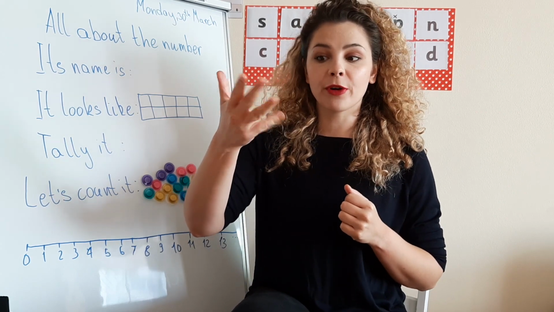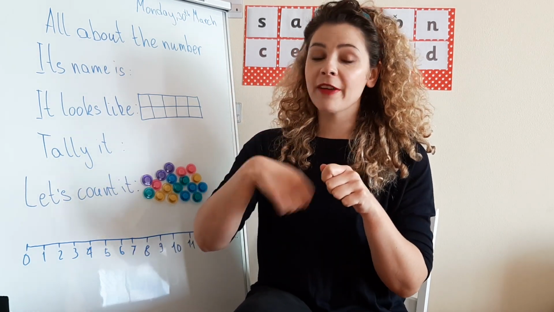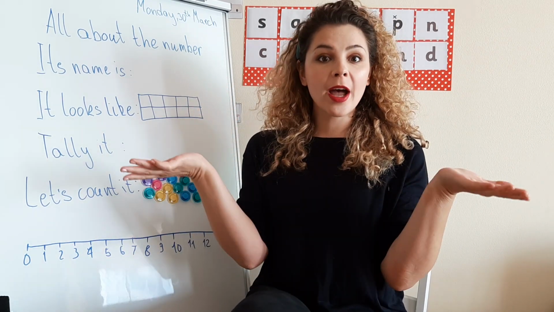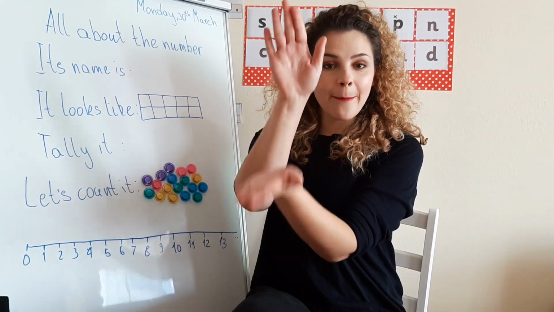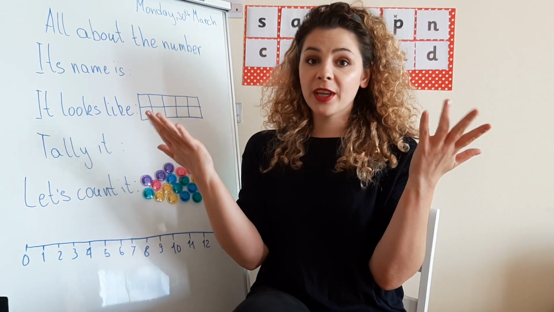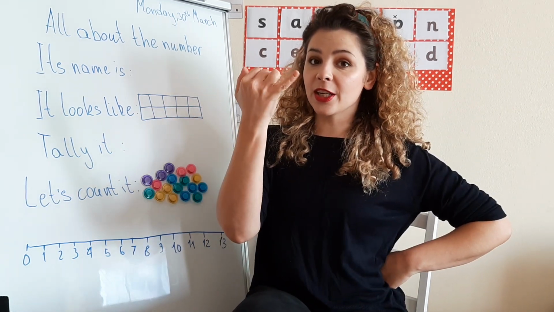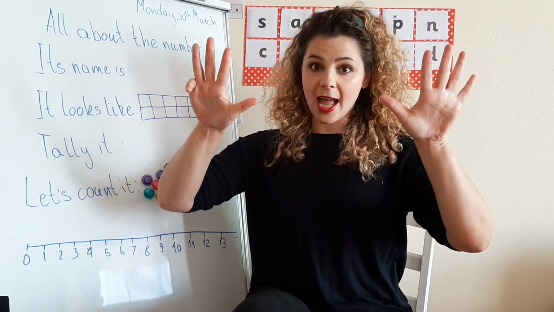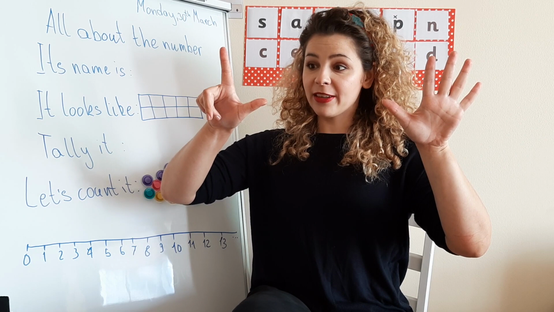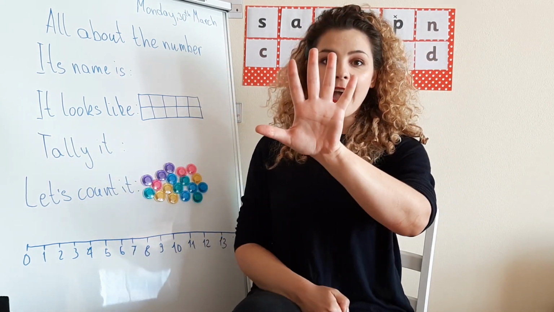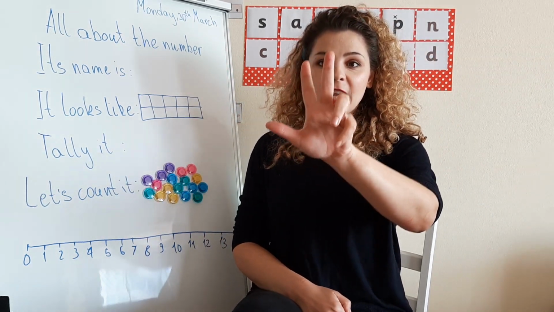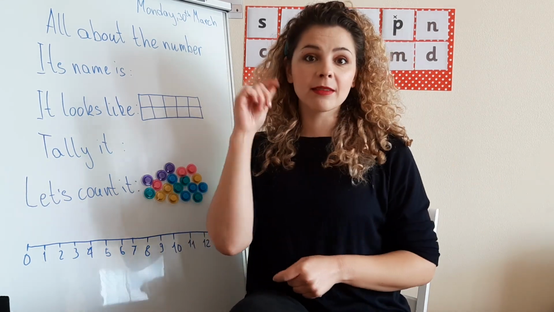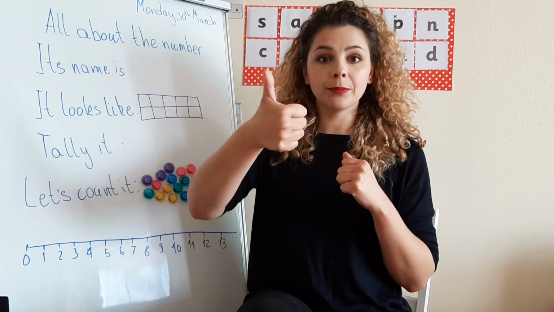1, 2, 3, 4, 5, once I caught a fish alive, 6, 7, 8, 9, 10, then I let it go again. Why did you let it go? Because it bit my finger. Which finger did it bite? This little finger on my right. 10, 9, 8, 7, 6, 5, 4, 3, 2, 1.